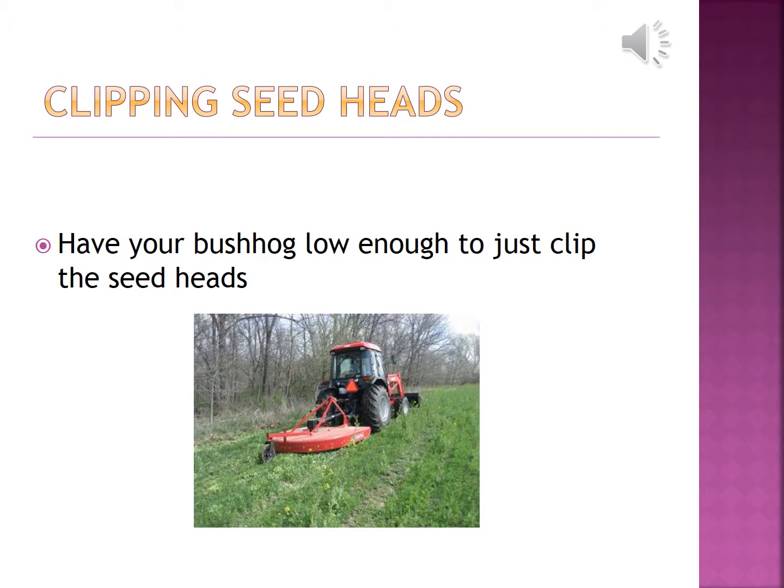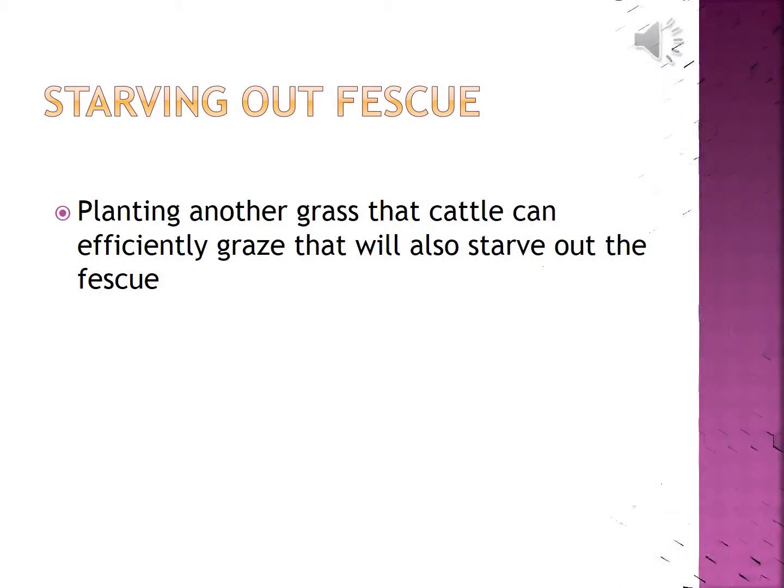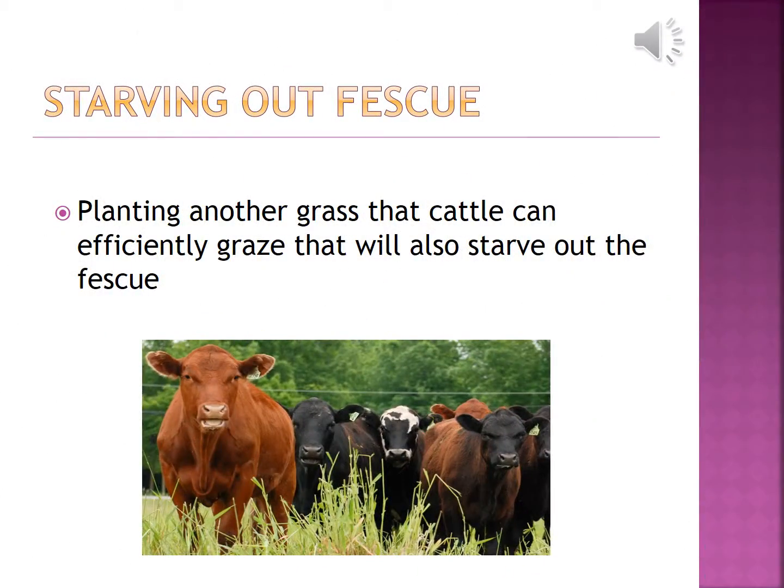By clipping seed heads, you're just going to keep the bush hog high enough to get the tops of the fescue cut off. Starving out the fescue is pretty self-explanatory. You just have to find another grass that cattle will graze well that will also starve out the fescue and plant it.